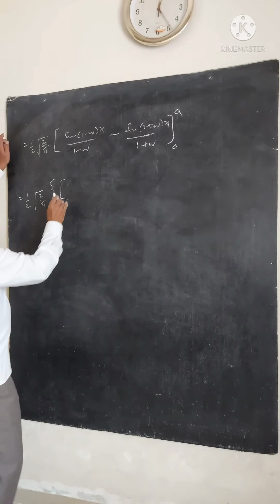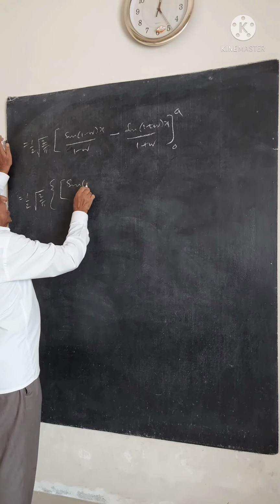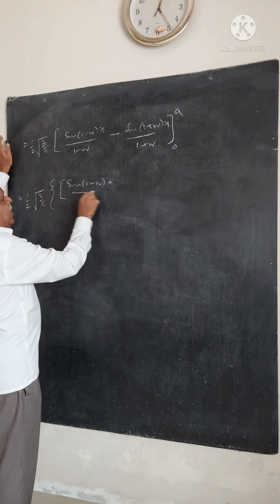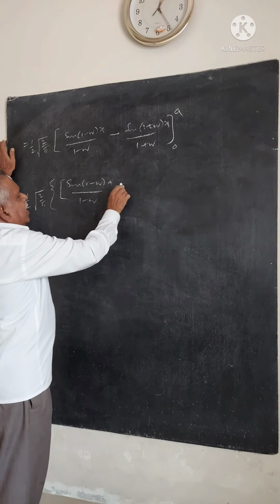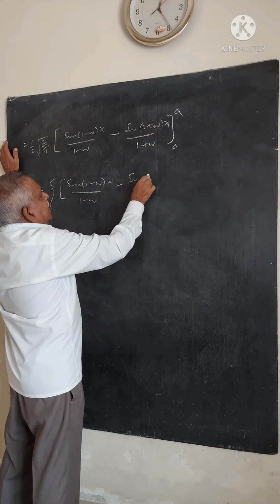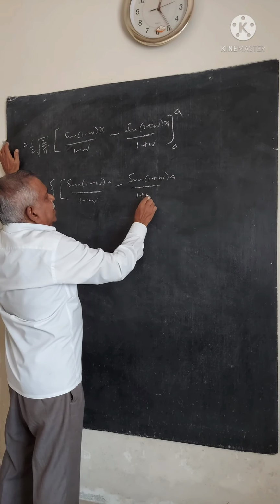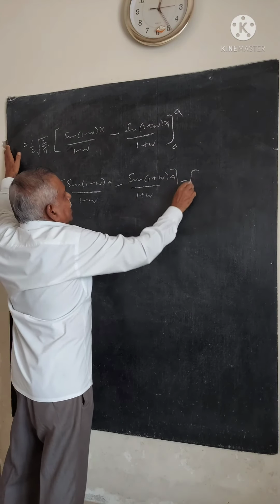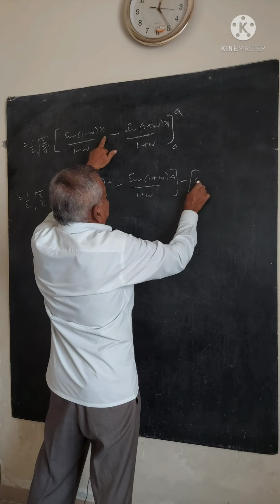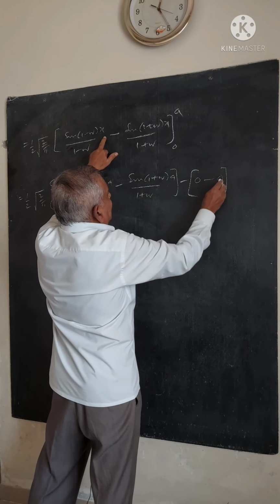Give upper limit a: sin((1 minus omega) a) by (1 minus omega) minus sin((1 plus omega) a) by (1 plus omega). Now the lower limit 0, minus 0.